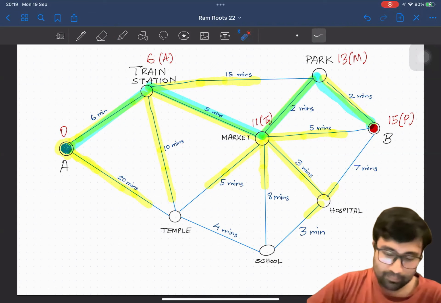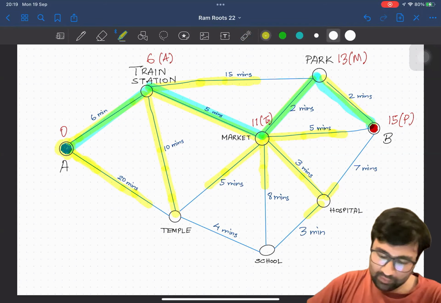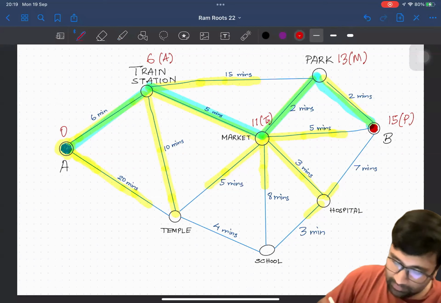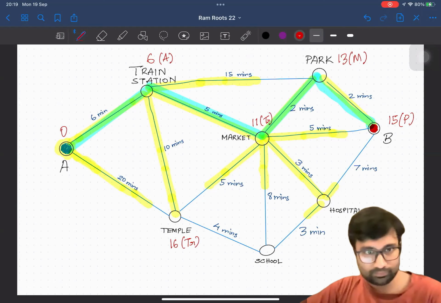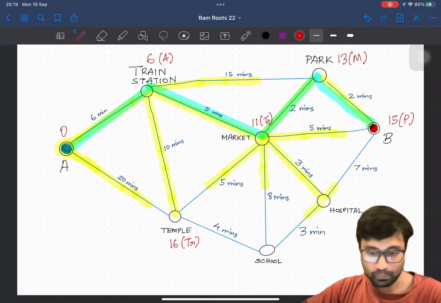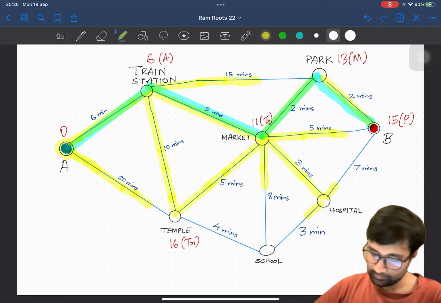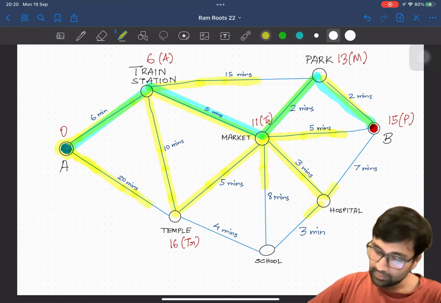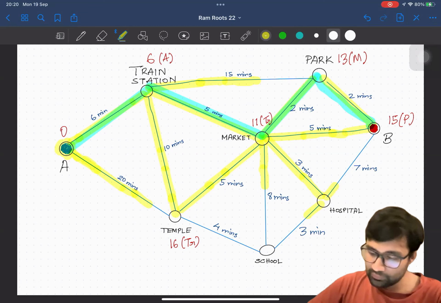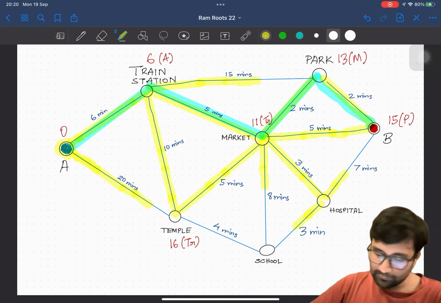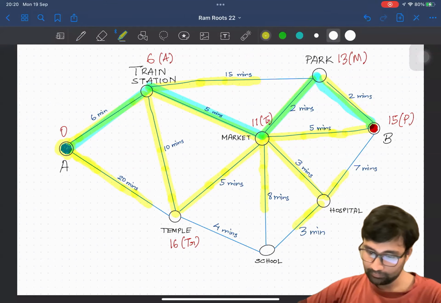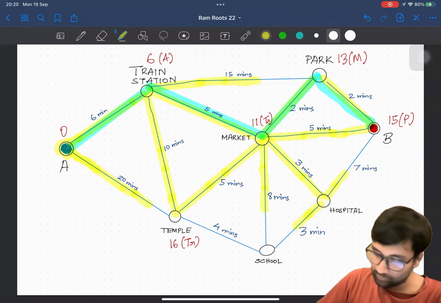Thank you, sir. But 1 more minute passes and the fire has now reached the temple. At what time? At 16 minutes. And it has reached from the train station, and also from the market. Sir, also from the market to temple, from market to school, market to hospital, and market to B. Yes. From market to B, market to hospital, it has already reached because it was 3 minutes. So it will spread a little bit more, and it will spread a little bit from market to school.